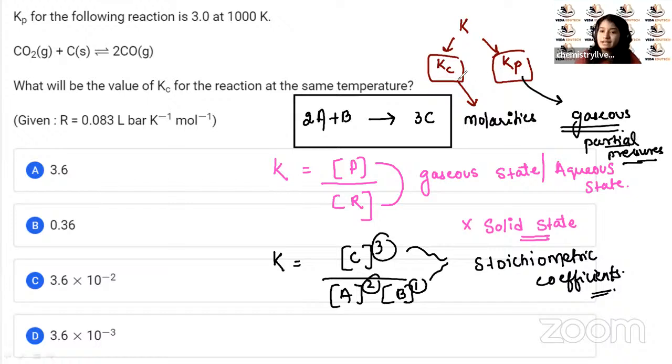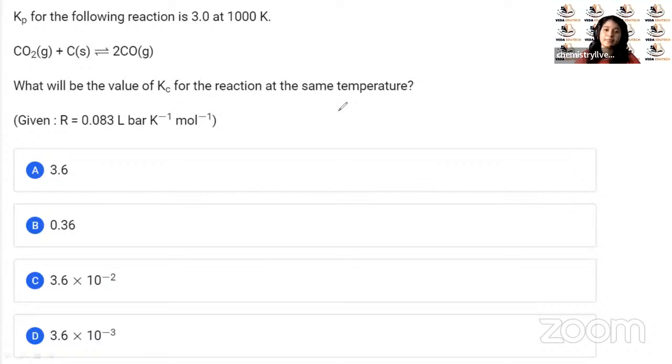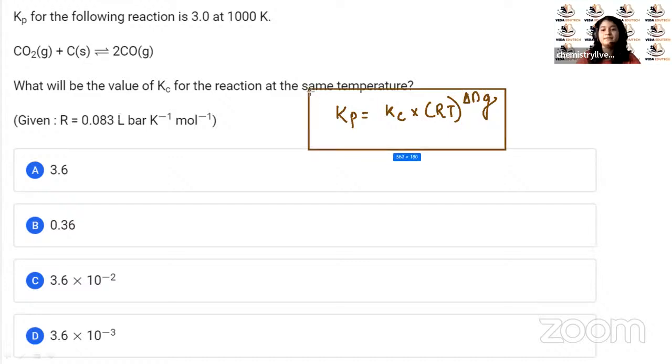Now, is there any relationship between Kc and Kp? That is what we are going to see. So what is the relationship between Kc and Kp, children? Kp is equal to Kc into RT to the power delta Ng. This is the relationship between Kc and Kp. Now what is this delta Ng? That we will discuss.